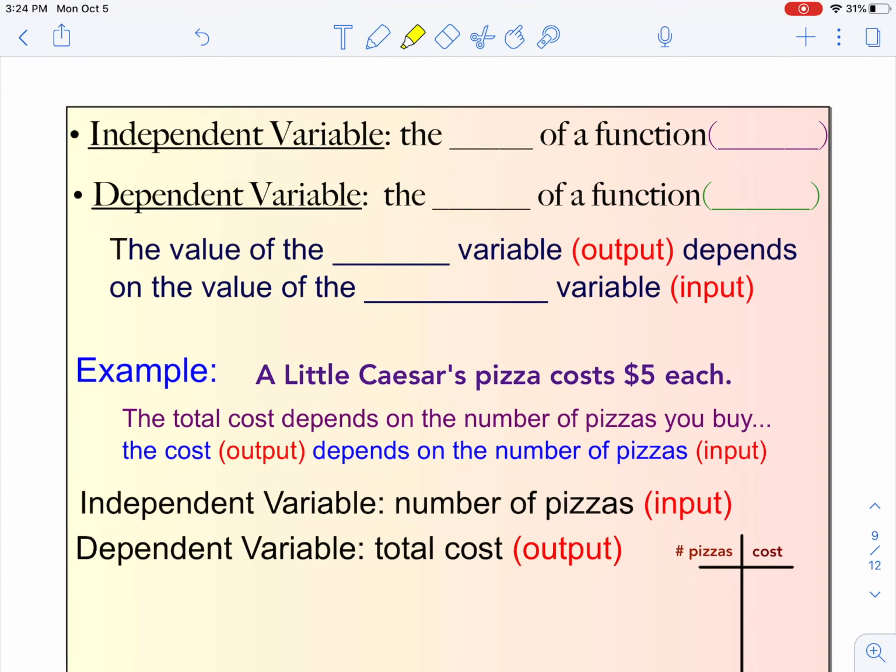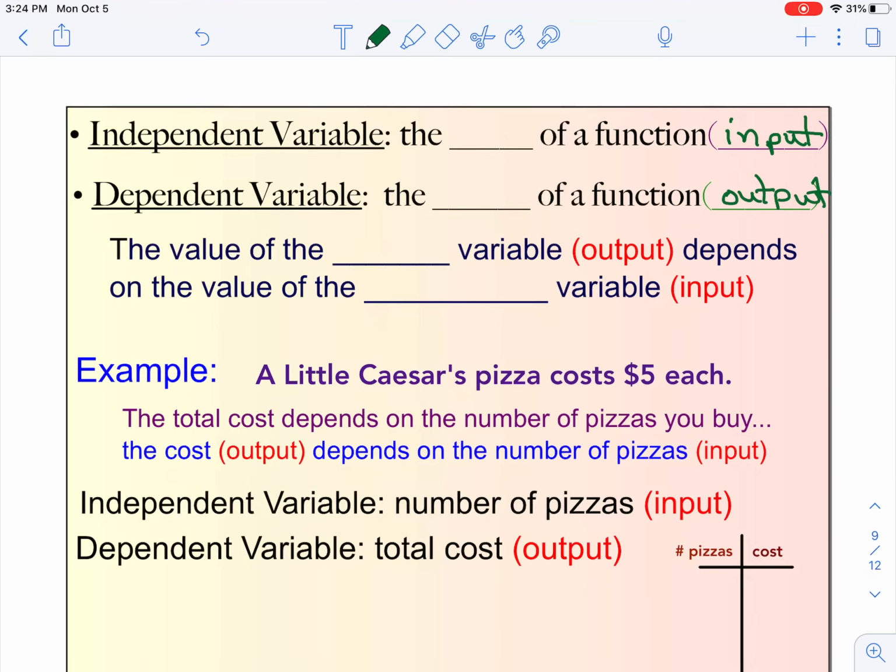All right, last thing we're going to talk about, or at least get started on, is independent versus dependent variable. The independent variable is the input of the function. Independent variable is the input, and the dependent variable is the output.